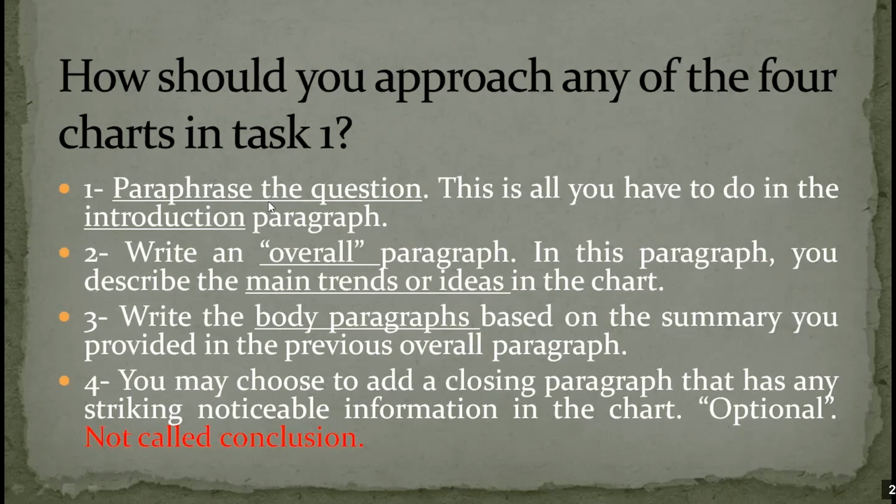After you've finished writing an introduction, you're going to write something which is called an overall paragraph. In this paragraph, you describe the main trends or ideas in the chart. That's the overall paragraph, and I'm going to explain to you how to write it. Then after that, you're supposed to write the body paragraphs based on the summary you provided in the previous overall paragraph. And then after that, you may choose to add a closing paragraph that has any striking noticeable information in the chart. But this is optional. And it's not a conclusion. We don't call it a conclusion.